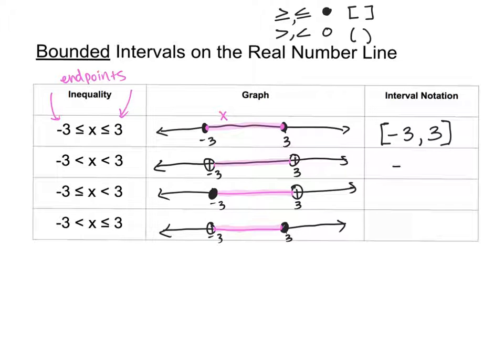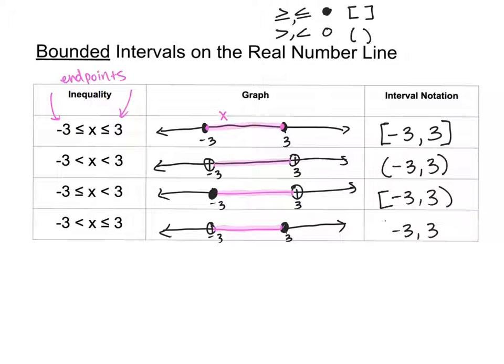I'm going to do the same thing with the other one. So notice that the endpoints are also -3 and 3. And then I need parentheses on both sides. My bad. All right, and then the next one here, the third one, -3 to 3. But I need a bracket on the -3 because that's closed, and parentheses on the other one.